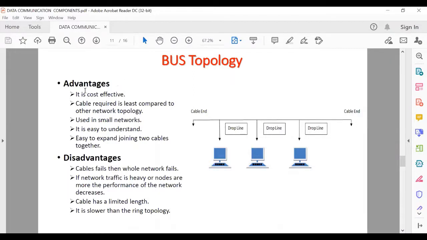There are certain advantages and disadvantages of this bus topology. What are the advantages? It is cost effective. Here the cable required is the least compared to other network topologies, because only one single cable is needed. Used in small networks, it is easy to understand. There is no complex device design. Easy to expand by joining two cables together.